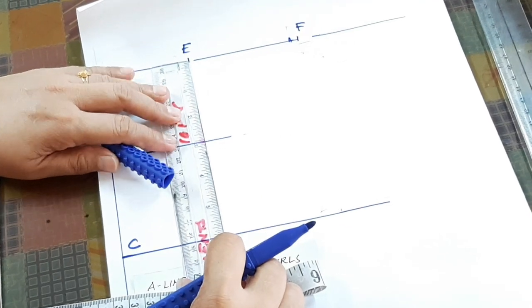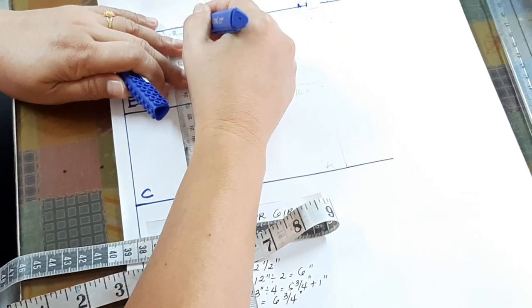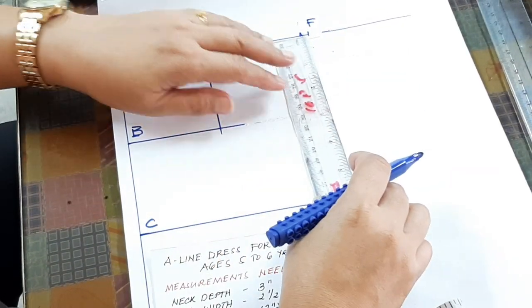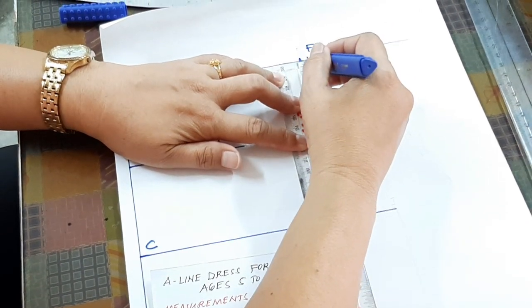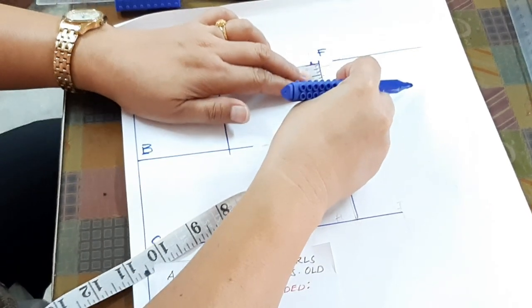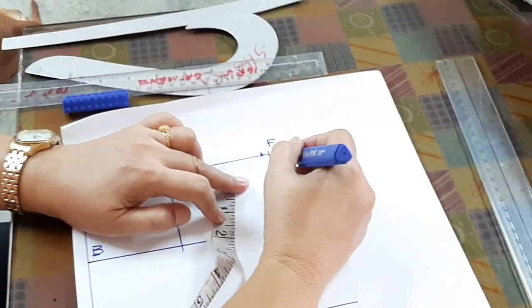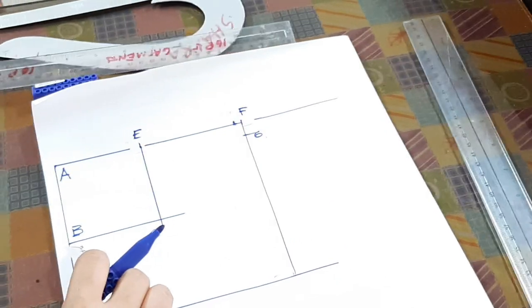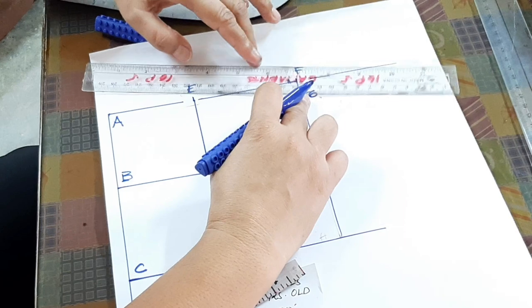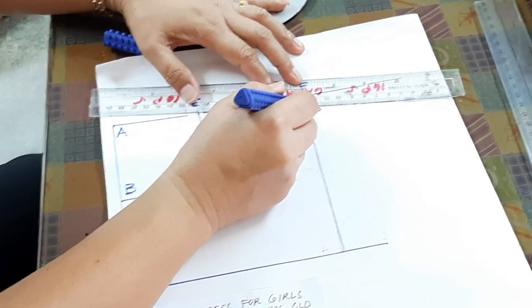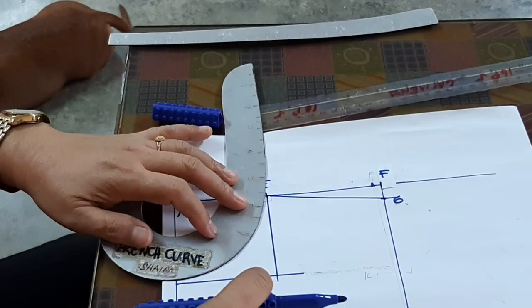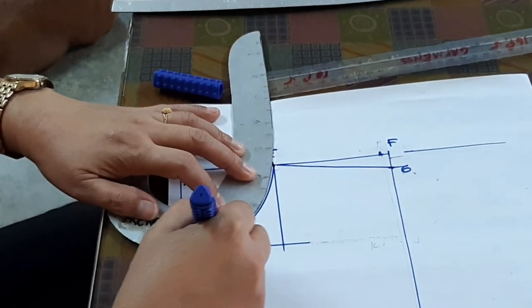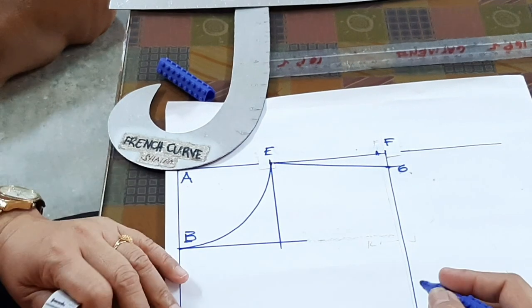Then project point E downward up to line B. Also project point F downward up to line C. From point F to get point G, measure 1/2 inch. So that is point G. Then connect E. Then shape the neckline using a trench coat curve. So this is point H.